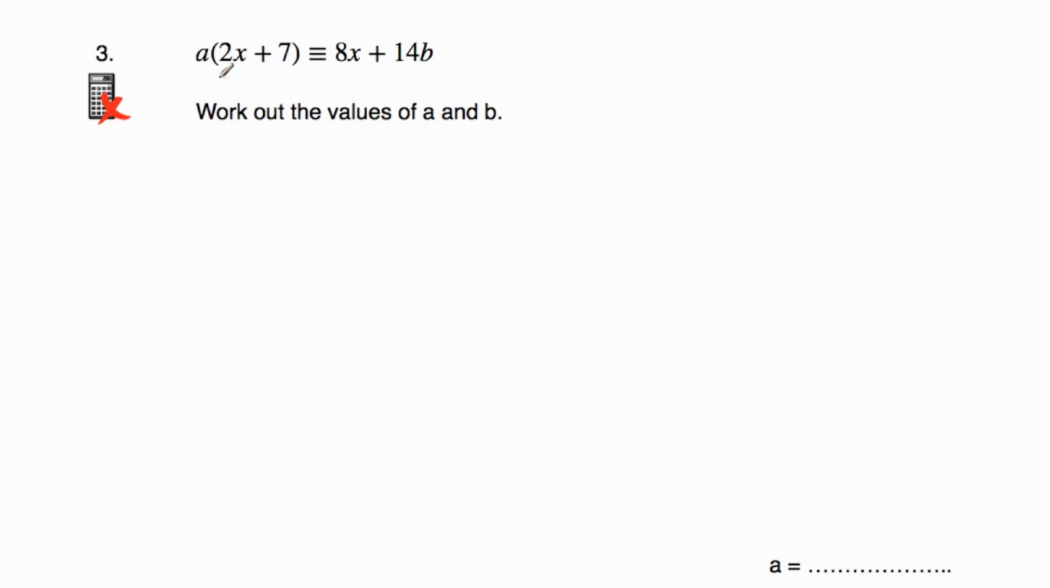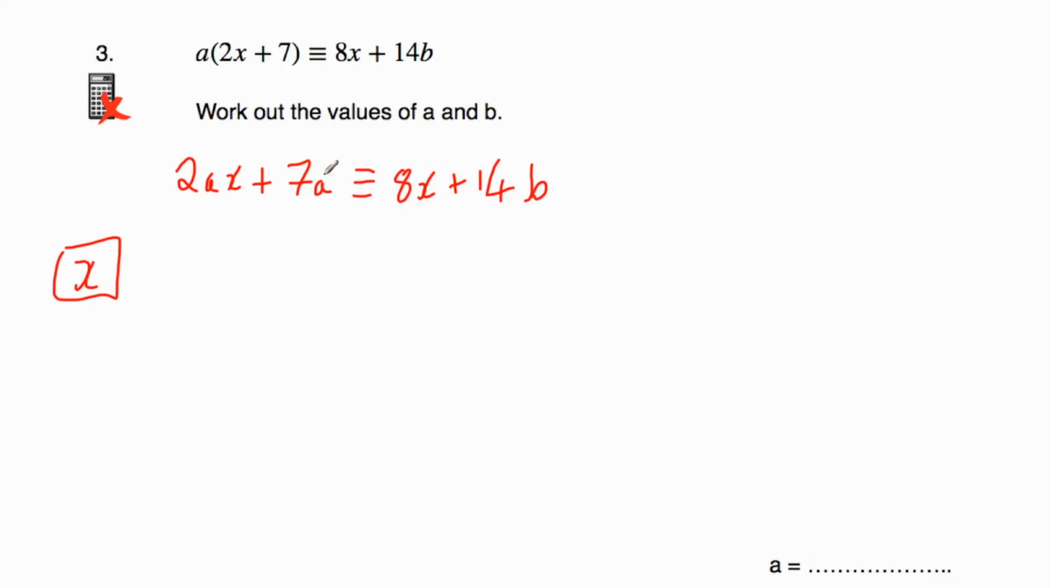So a times 2x would be 2ax, and then plus a times 7, so it's going to be 7a. So that's the left hand side, and that's going to be equivalent to 8x + 14b. So we've got our identity. Now let's equate our coefficients. Let's start off, let's find a, let's equate our coefficients of x.